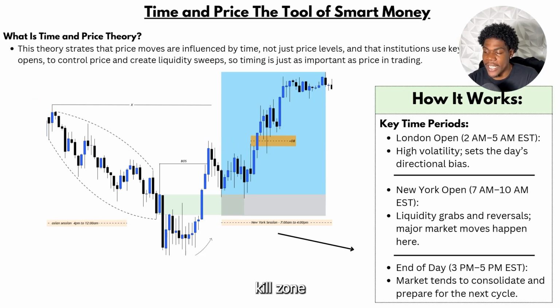And our end of day kill zone is between 3 p.m. to 5 p.m. EST. Markets tend to consolidate and prepare for the next cycle. A quick tip is to only trade during the kill zone times. Stick to high impact time windows.